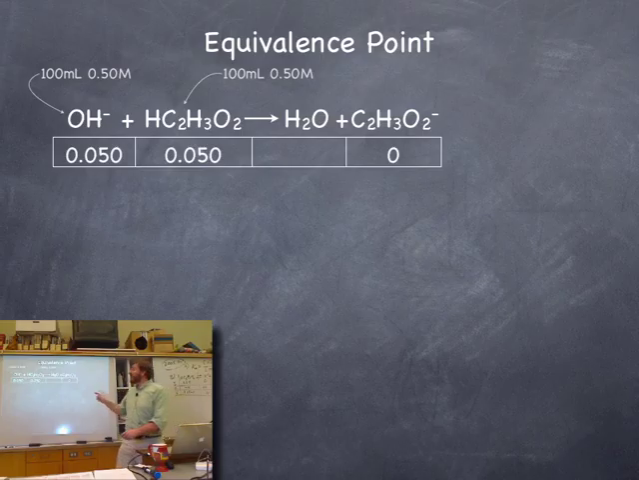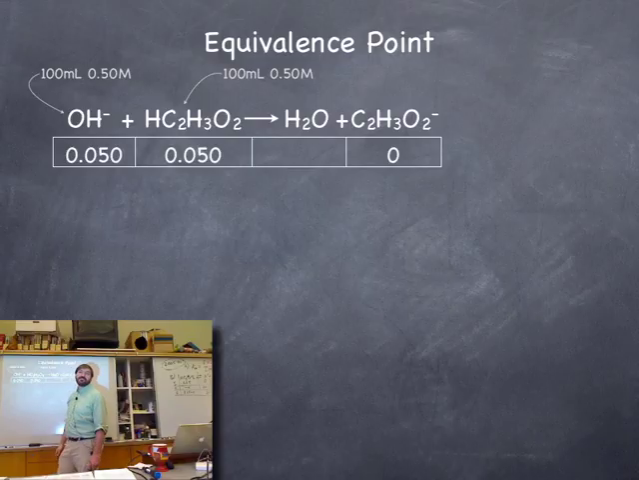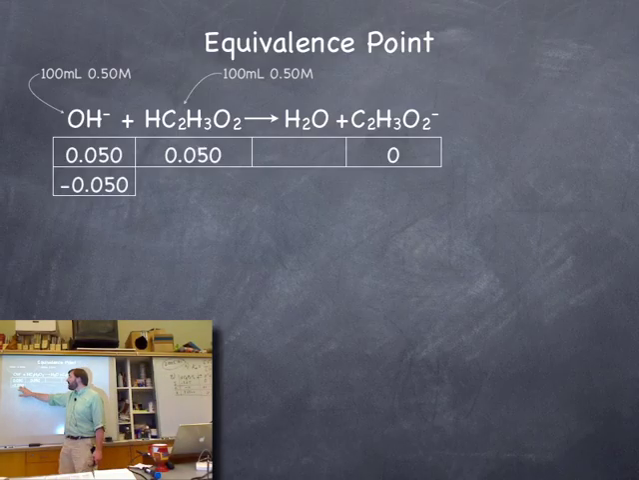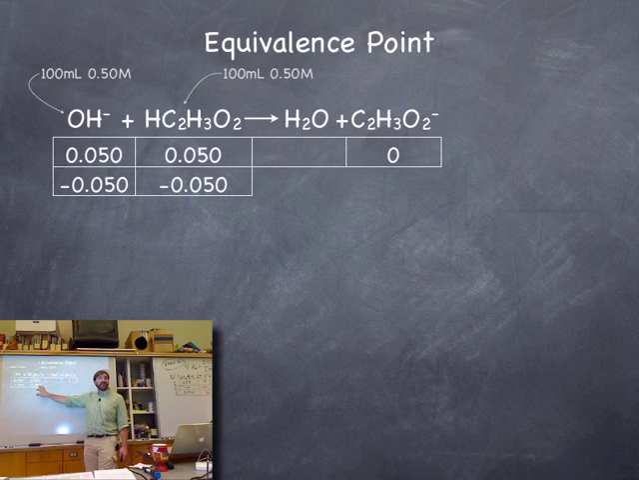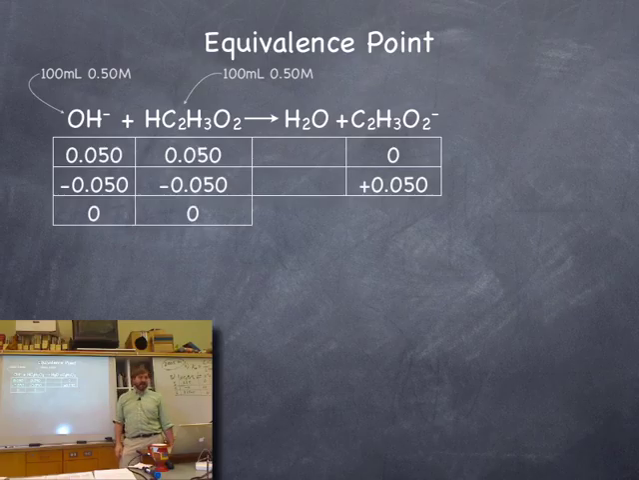So in this case, instead of adding 50 milliliters, we've added 100 milliliters. 100 milliliters of OH minus is where we reach the equivalence point, where the acid and base are exactly canceling each other out. Okay? So again, we continue. We're going to do our stoichiometry using up all the hydroxide. That's going to use up all of the acid. And we're going to make the conjugate. So what do we have left? We have no hydroxide, no acid, and we have just conjugate.